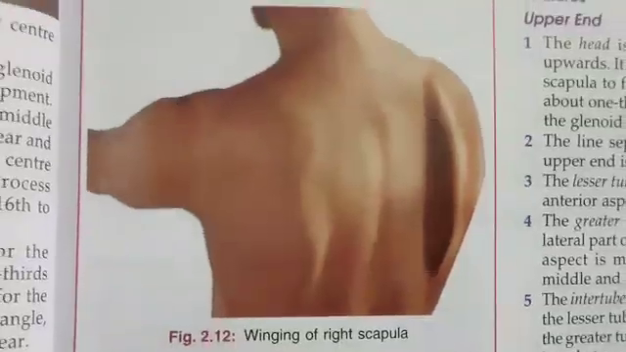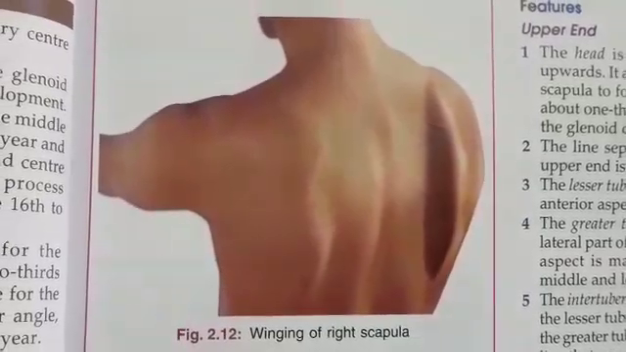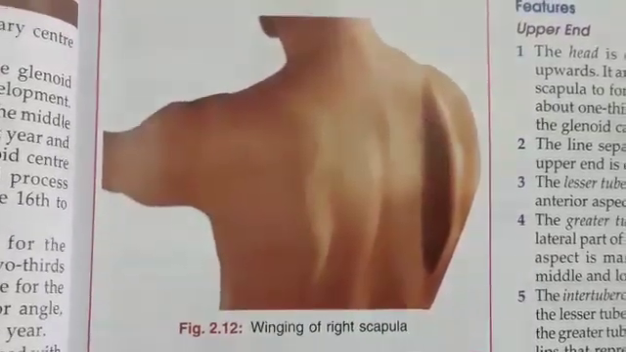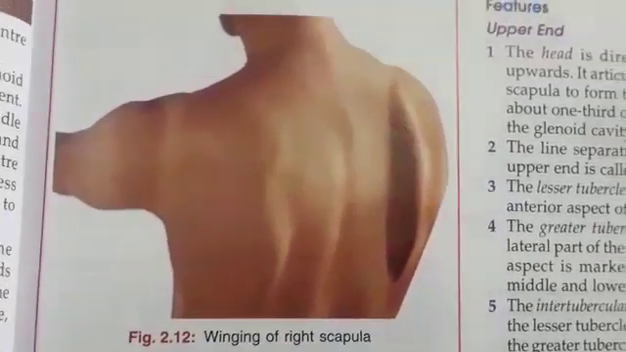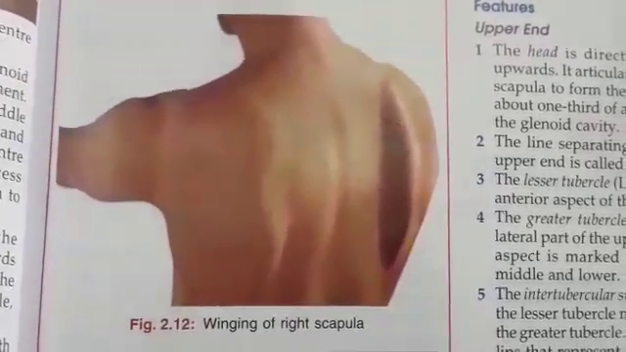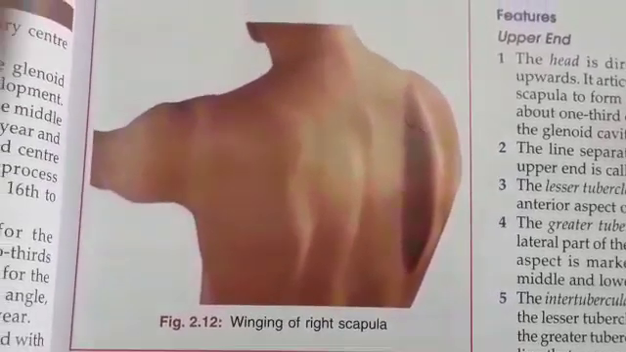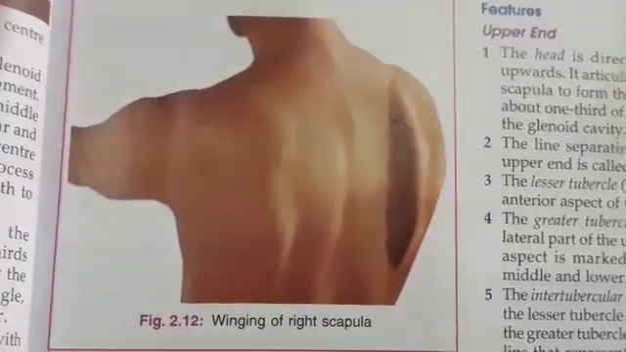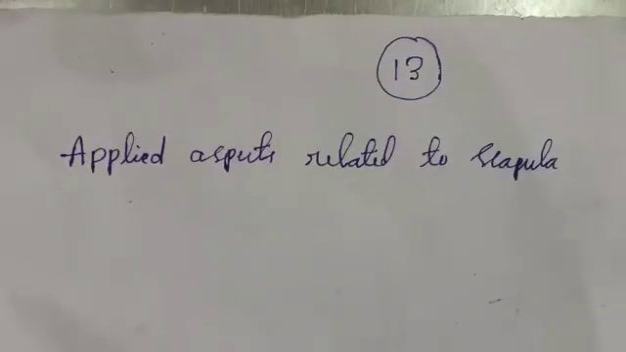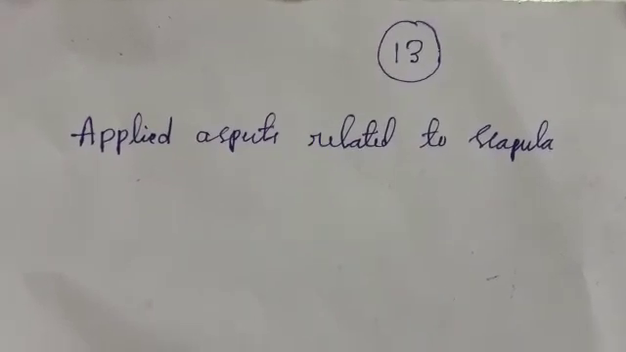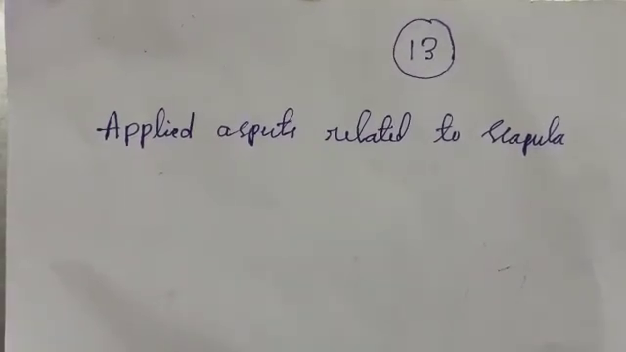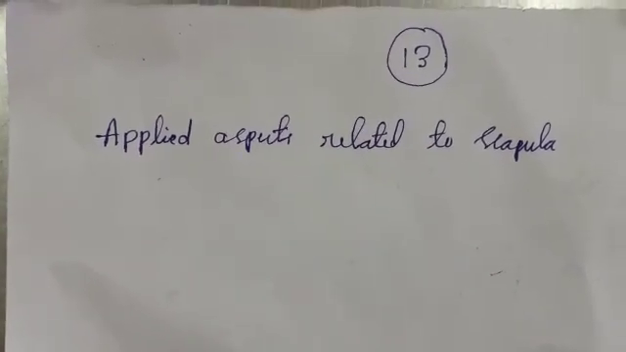Applied aspects related to scapula. Winging of scapula. Paralysis of serratus anterior causes winging of scapula. In case of paralysis of serratus anterior, the patient is unable to raise the arm above the head as the paralyzed muscle can no more rotate the scapula. Scaphoid scapula. It is a developmental defect leading to the formation of scapula with concave medial border.